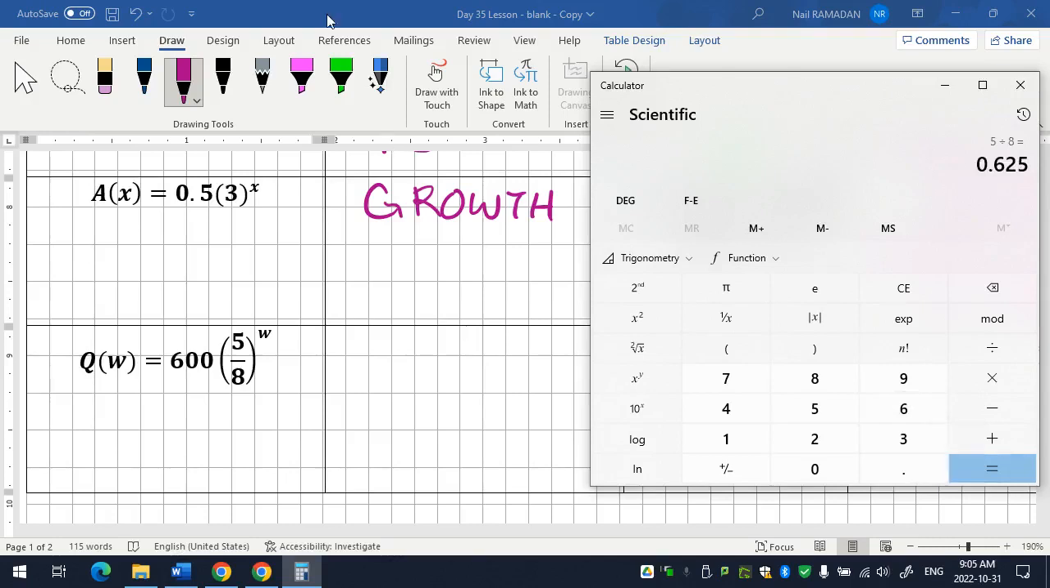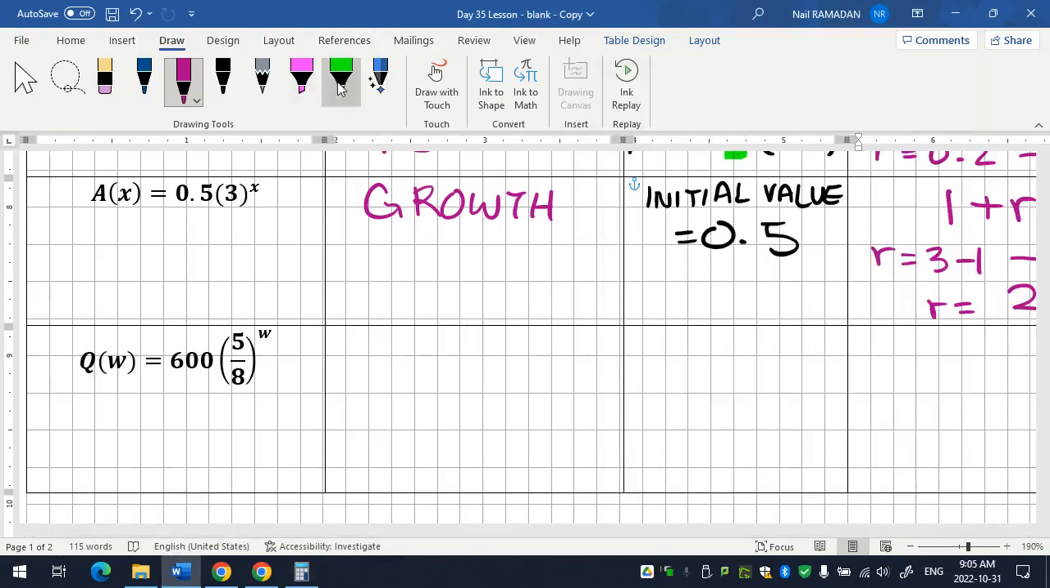Done. So everyone, you can highlight this if you want. Just this part, and maybe point to it and say what? 0.6, sorry, 0.625. Nice. So that's a decay. What's your initial value? Whatever this models, it starts with 600 things at the beginning.